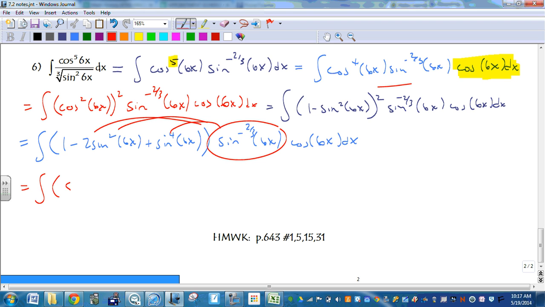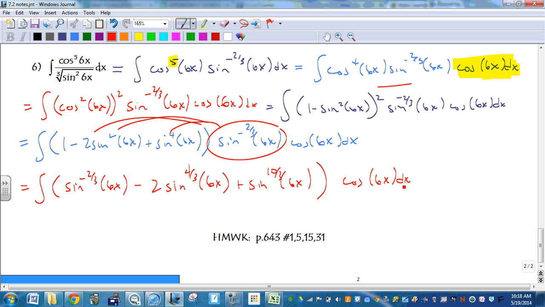So we get sine to the negative 2/3 of 6x minus 2 times sine. Well, now we have to figure out what power that's going to be. If we're multiplying two powers of the same base, we add the exponents. So the sine squared, we're basically doing 2 plus negative 2/3. So this is like 6/3 minus 2/3, we get 4/3. And then plus sine here, we're doing 4 plus negative 2/3, or 12/3 minus 2/3, so we get 10/3. And we have our cosine of 6x dx at the end.